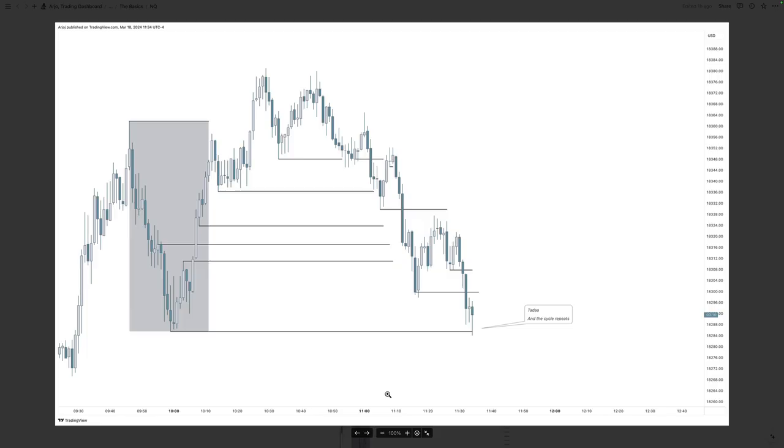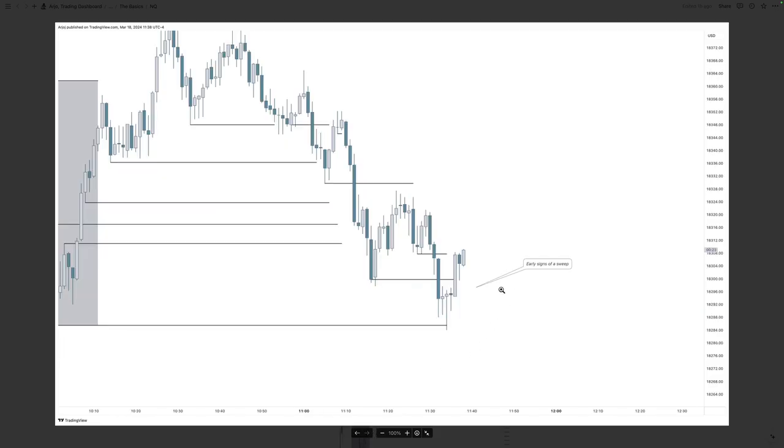Where here, what do we see afterwards? We see early signs of a potential sweep. Does that mean that is a confirmed sweep? And that is what I'm trying to get into your mind. Does that mean that's a confirmed sweep? No, not just yet. The same as what we just did at the top right there.